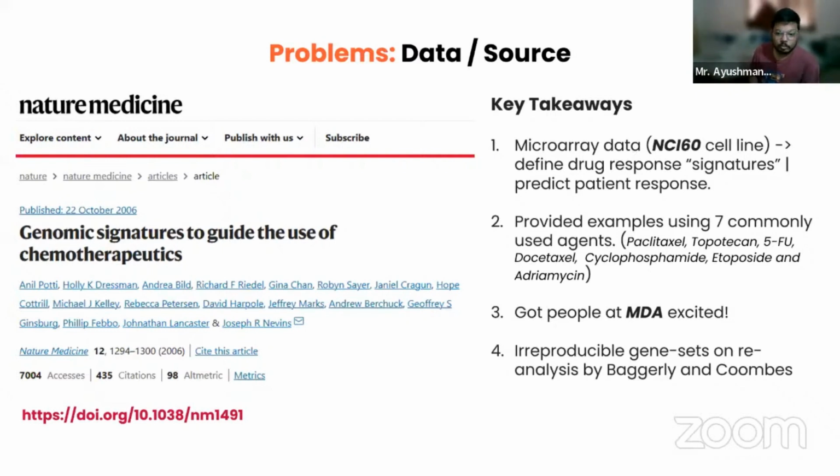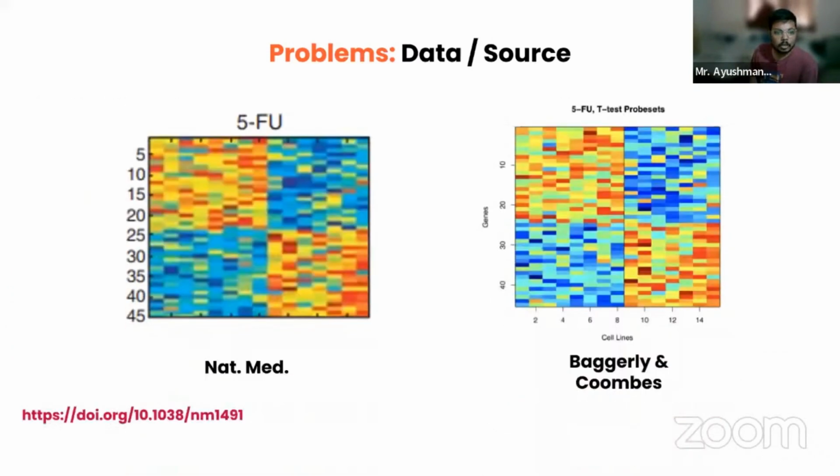One small example I've picked: one of the drugs they were testing on was 5-fluorouracil. If you look at this heat map on the left, this is from the Nature Medicine publication, the original publication. And on the right, you will see another heat map from the reanalysis performed by Baggerly and Coombes. If you look a little carefully, you would see the data does not overlap. It does not match the results, right?